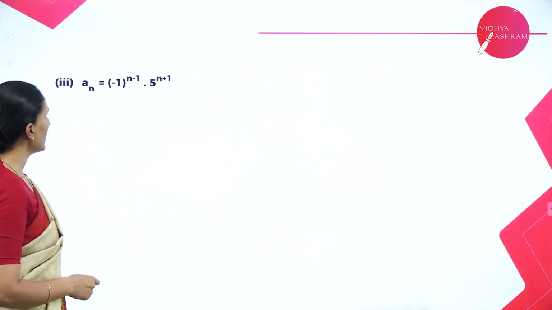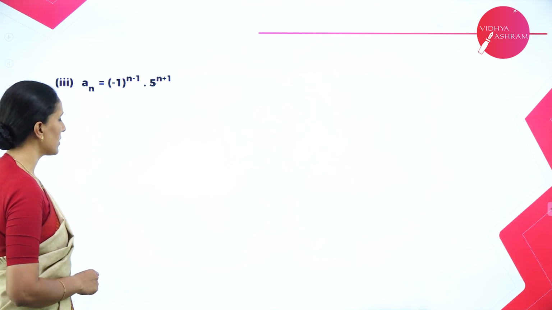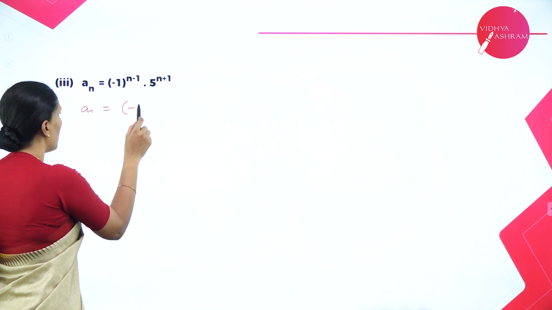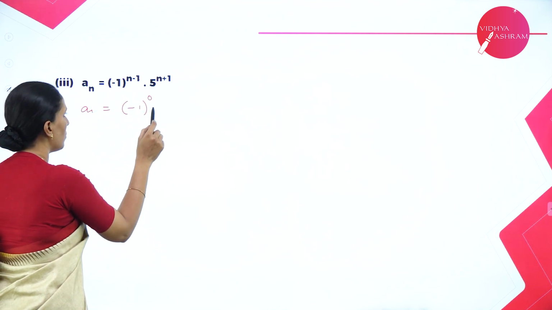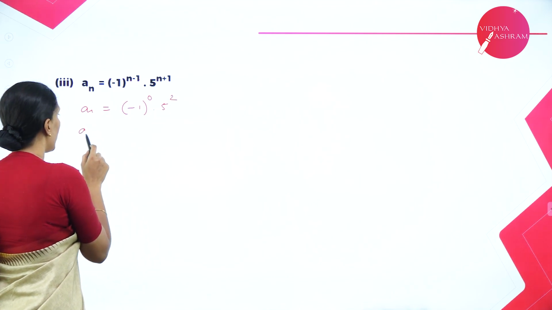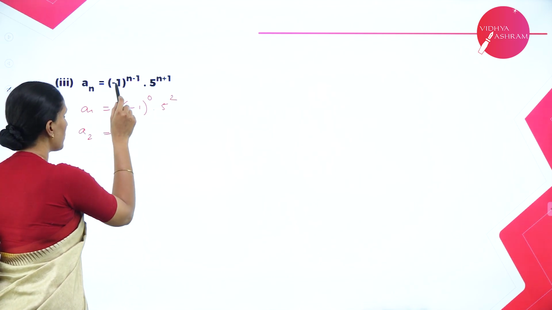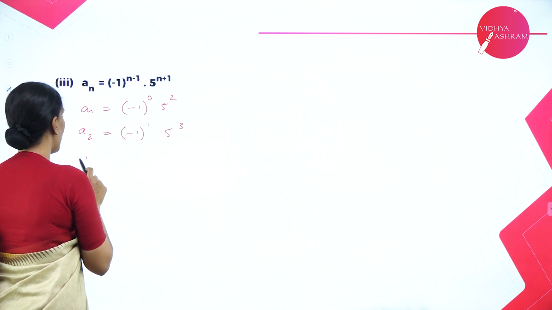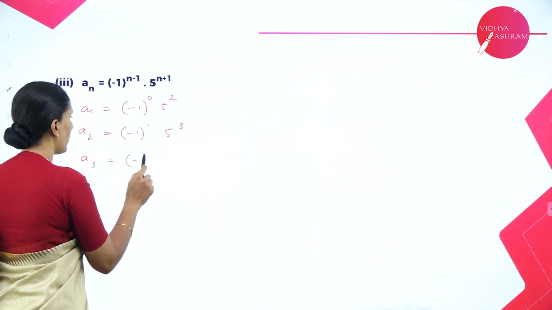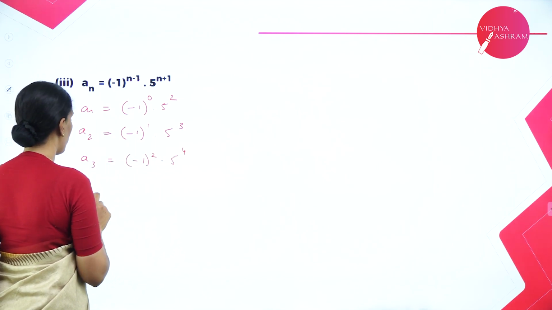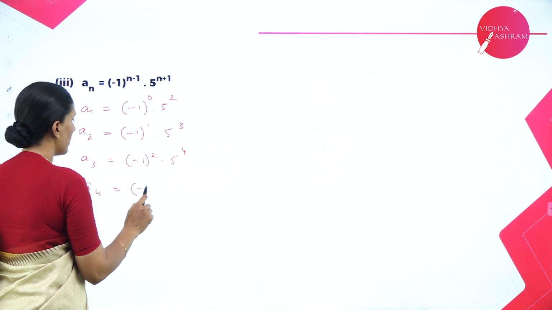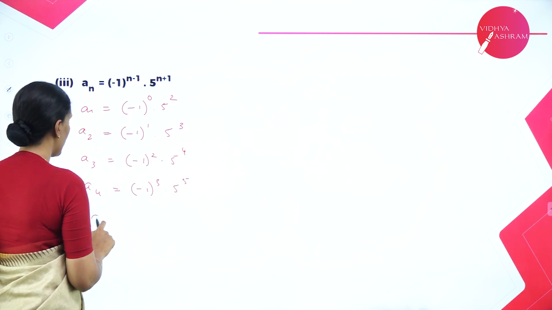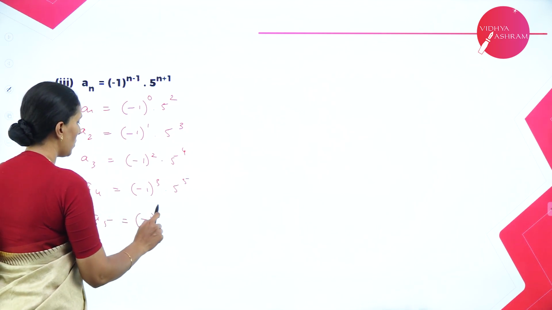Next one, a_n is equal to (-1) to the power (n - 1) into 5 to the power (n + 1). So a1 is equal to (-1) to the power 0 into 5 square. a2: next we'll take 2 minus 1, which is 1, and 5 cube. Next a3: (-1) whole square, 5 power 4. a4: (-1) whole cube, 5 power 5. Next a5: (-1) whole power 4, 5 power 6.